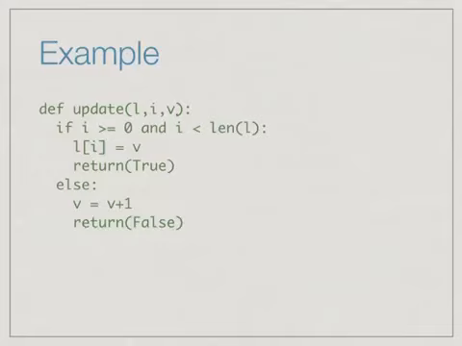So here is a simple function just to illustrate this point. The aim of this function is to update a list. I give you a list which is called L in this function, and I give you a position, which is i, and what I want to do is replace whatever is there by a new value v. So I get three arguments.